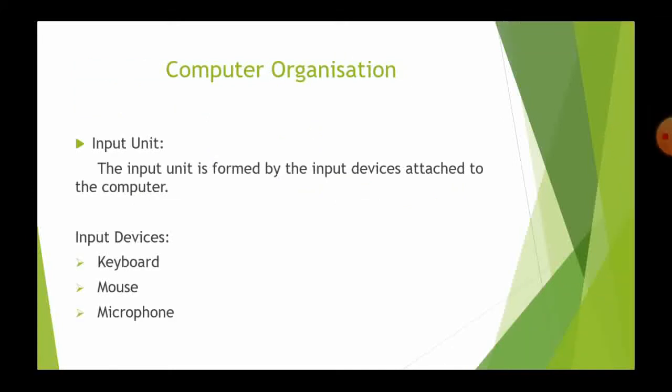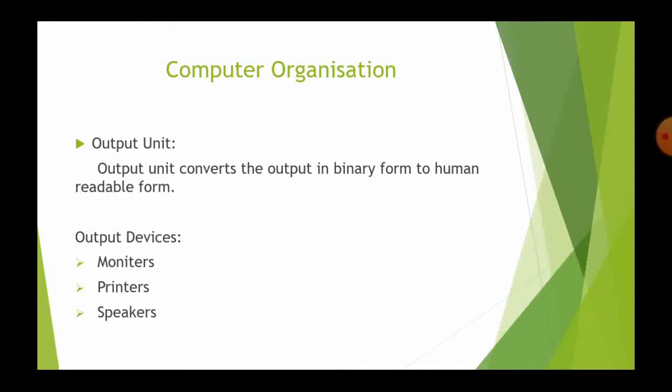Next, what do we mean by input unit? The input unit is formed by the input devices attached to the computer. Can you name any input devices? Yes, keyboard, mouse, microphone. These are all input devices. Through these devices, we give input to the computer. The next one is the output unit. With the output unit we can see the result on the screen, like monitor, printer, speaker. These are all output devices.